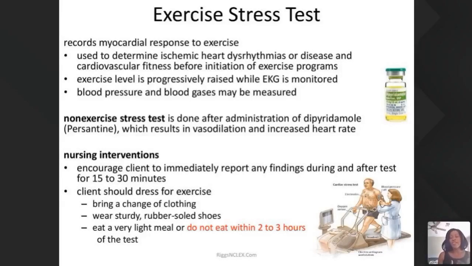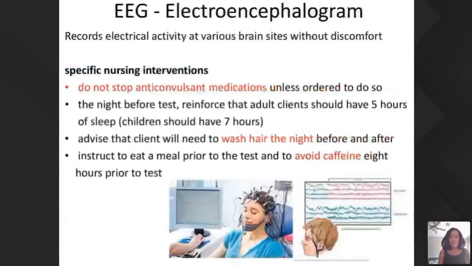So just a little teaching with that. Prior to the test, don't overeat. You shouldn't eat a good 2-3 hours before this test, because we don't want you vomiting. Sometimes we do a non-stress one where we utilize drugs to stress the heart. We're not physically stressing the heart. Tell the client to bring comfortable clothes and comfortable shoes if we're doing the exercise stress test, because we're going to put them on a treadmill. So not a big deal with that one.